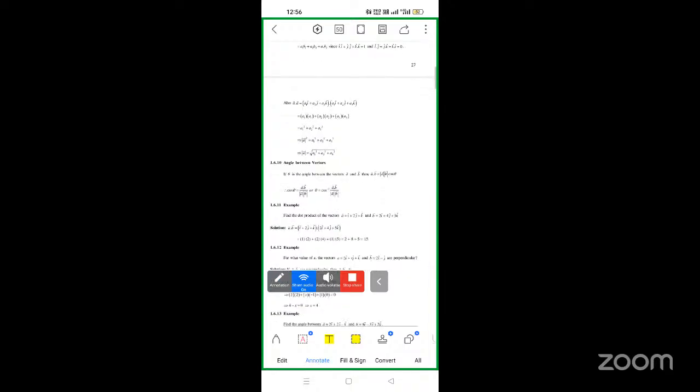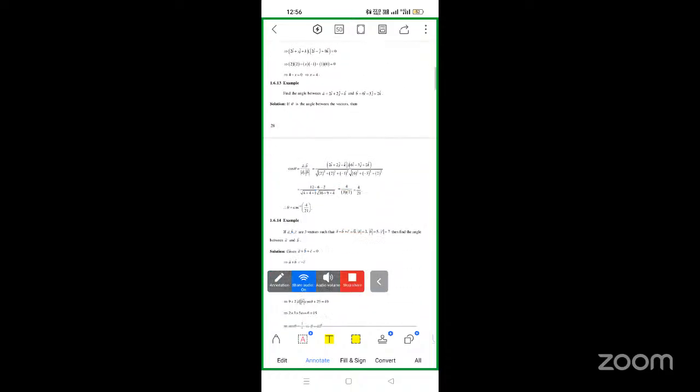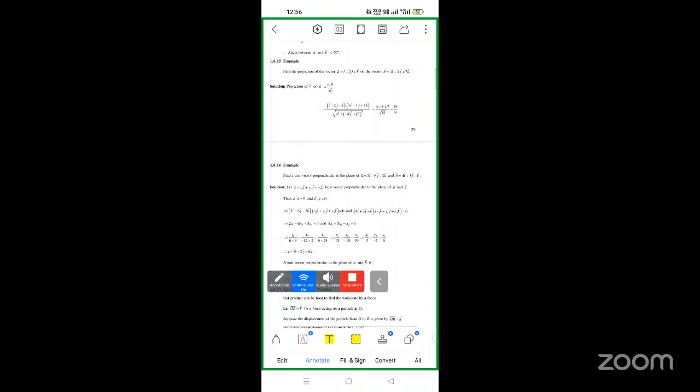In the next class we will see more. This was previously discussed: the angle between two vectors. Let theta be the angle between two vectors A and B. Then A dot B equals mod A into mod B cos theta. So we can write cos theta equals A bar dot B bar by mod A into mod B, or theta equals cos inverse of A dot B by mod A mod B. So in the next class we will see examples on the angle between two vectors.